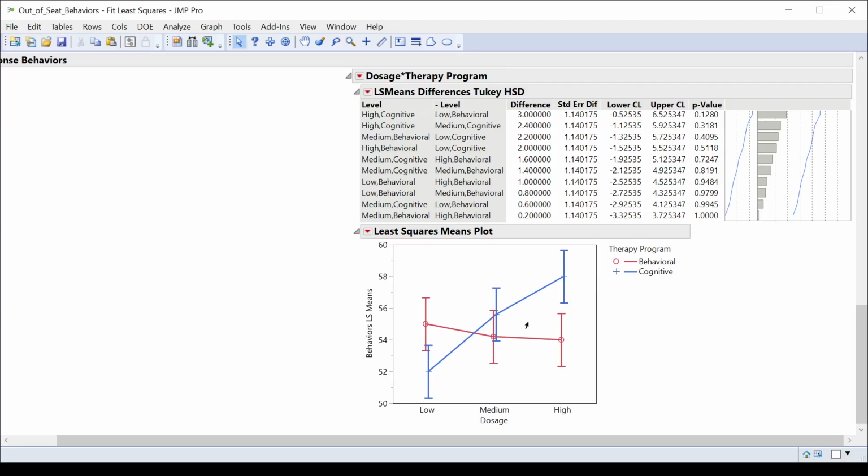Okay. The colors are backwards from what I had here, but you get the idea. You can turn off the confidence limits if you want. And unfortunately, the colors are backwards, but you get the idea there from what I did in the notes.